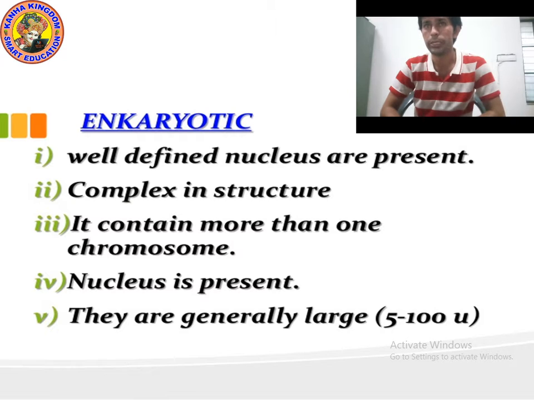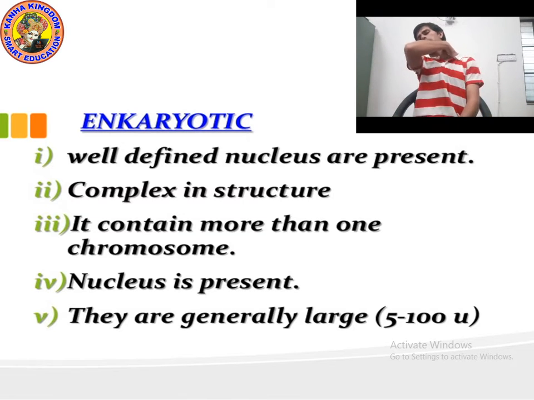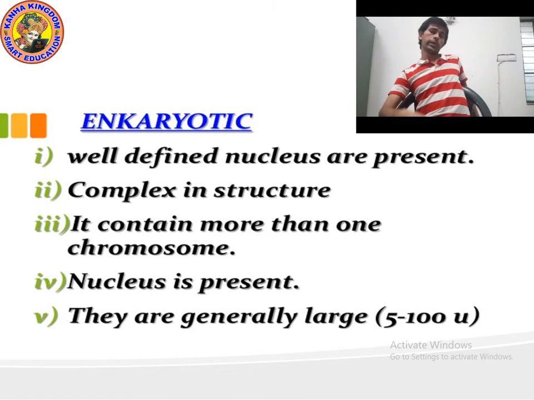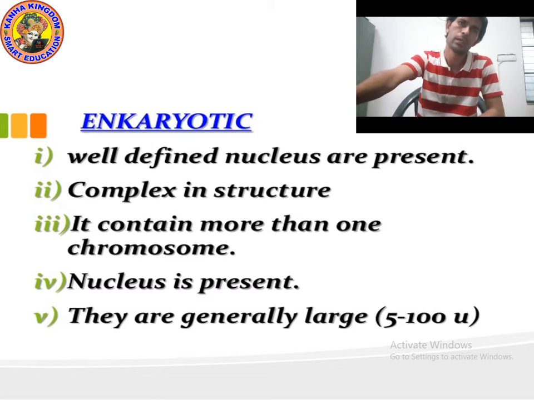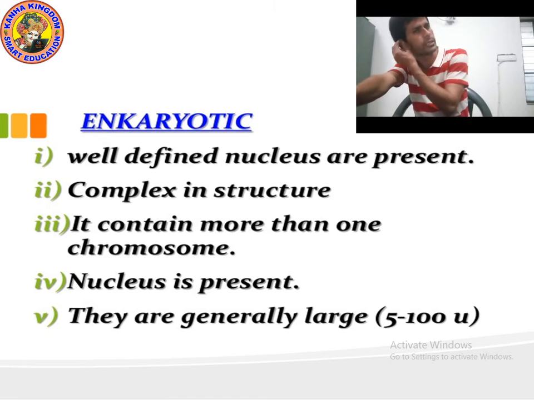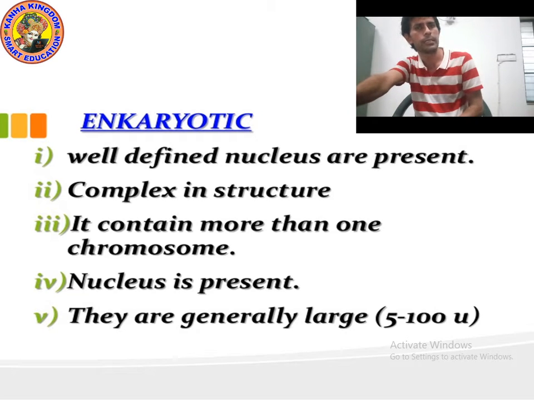Prokaryotic cell is simple in structure. But a eukaryotic cell is complex in structure. Eukaryotic cell is complex in structure, and prokaryotic cell is simple in structure.